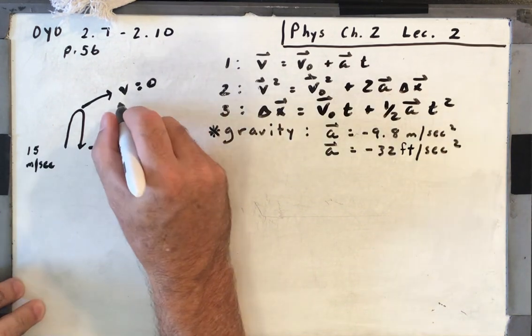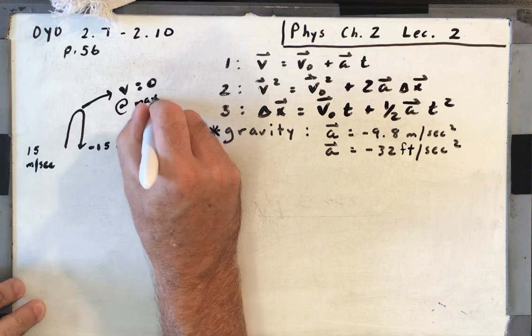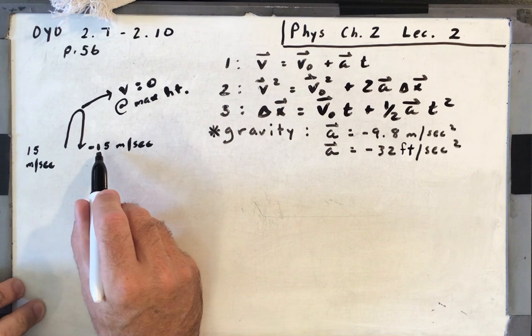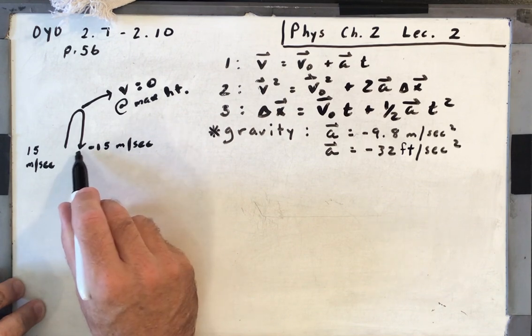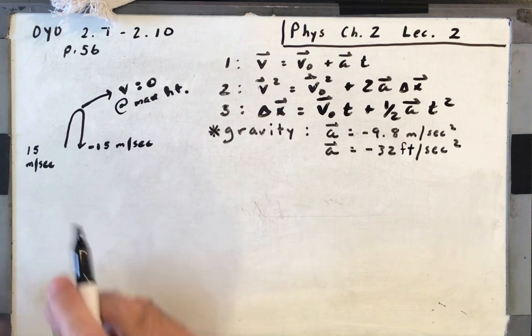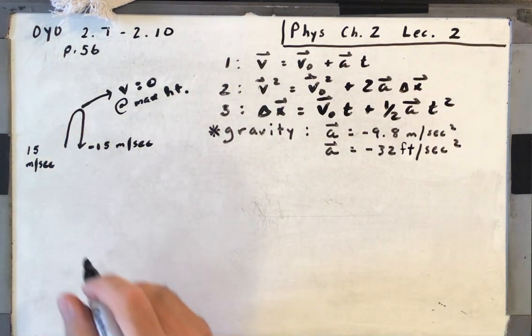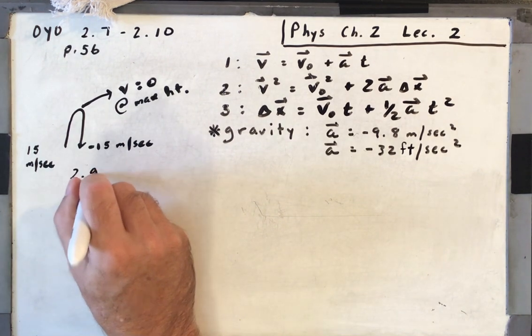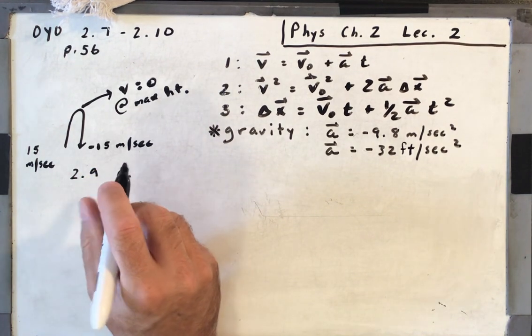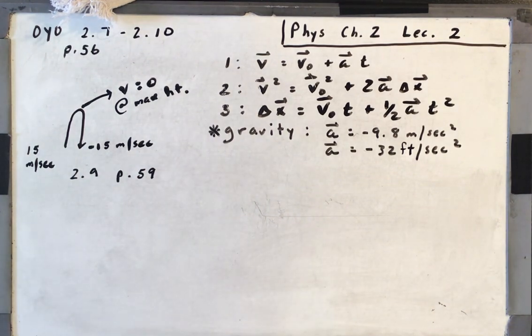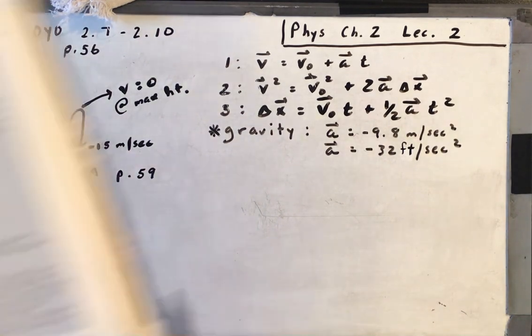So velocity is 0 at maximum height and equal in magnitude and opposite in direction when it gets to the release point. So if it started out at 15, it'd be negative 15. That's really useful information to have as we work the next two problems. So let's flip over to 2.9 on page 59. All right, reading through that one.